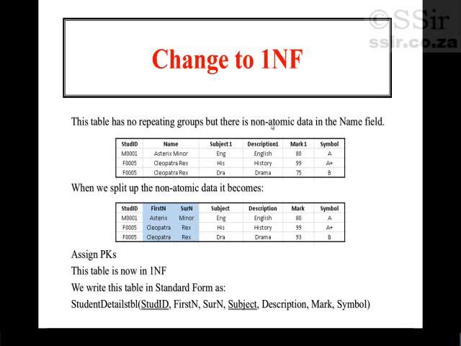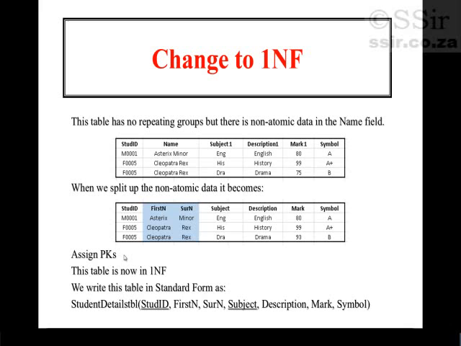So non-atomic data is data where more than one piece of information is stored in the same field. So for example, asterisk minor, that's his name and his surname, appears in the name column. It would be much better to split it into a first name and a surname, because then I would be able to search easily for either surnames or first names in our database. So between these two tables, I've split the name field into two fields, a first name field and a surname field. And now I don't have non-atomic data anymore. Atomic data means that every piece of data in each of the fields cannot be broken down further.